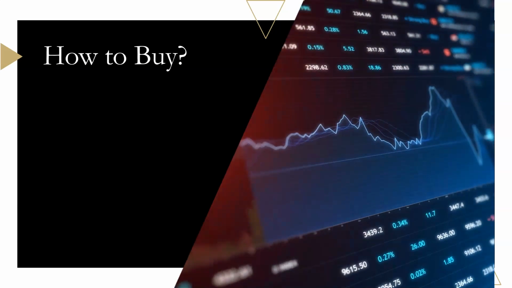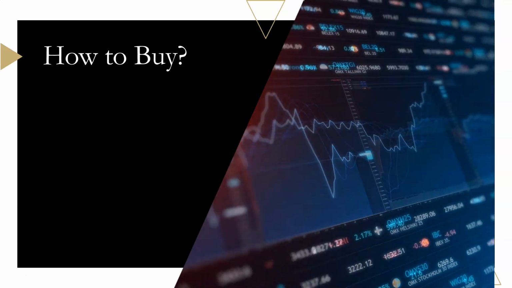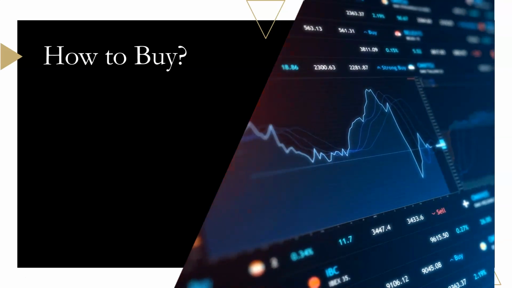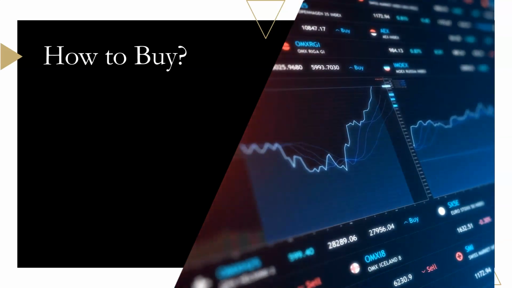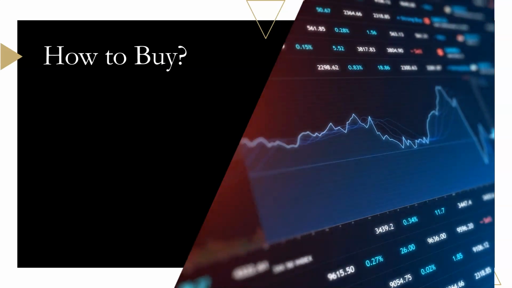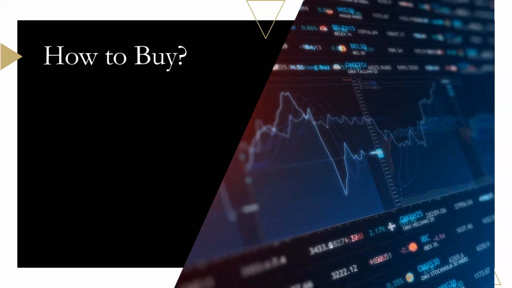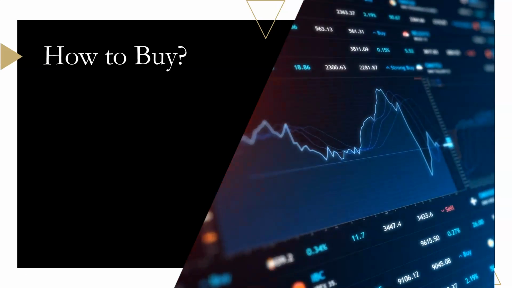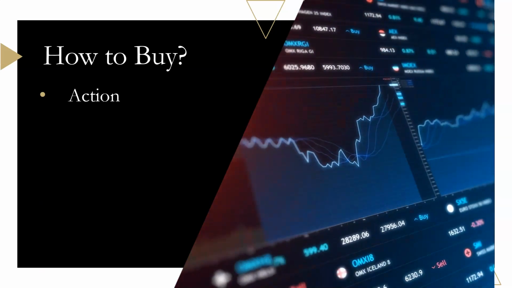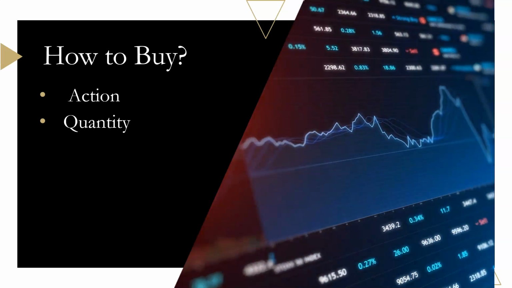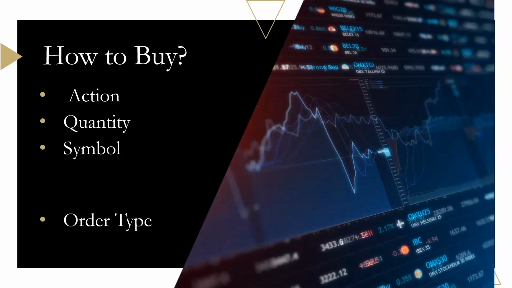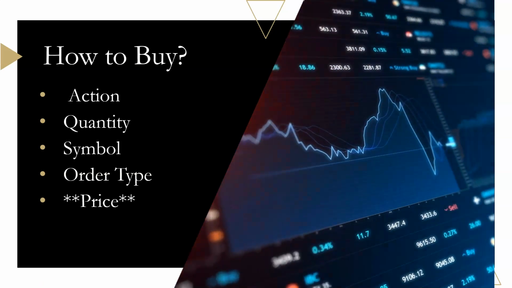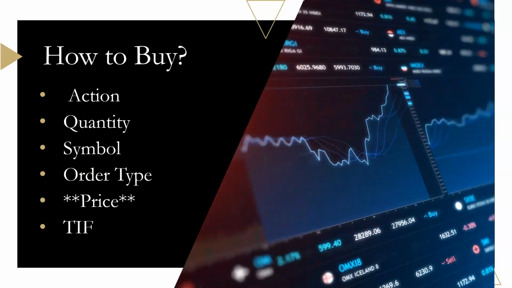So the actual logistics of the purchase, as far as clicking here or clicking there, are going to vary from platform to platform. But there are 6 fundamental elements to a purchase that are going to be consistent amongst all platforms. That is going to be the action, the quantity, the symbol, the order type, perhaps the price depending on the order type, and the TIF.